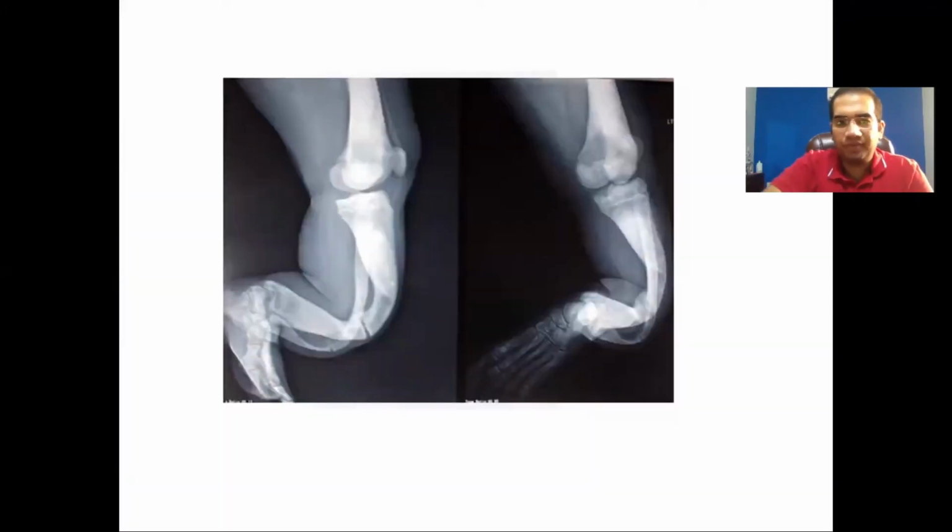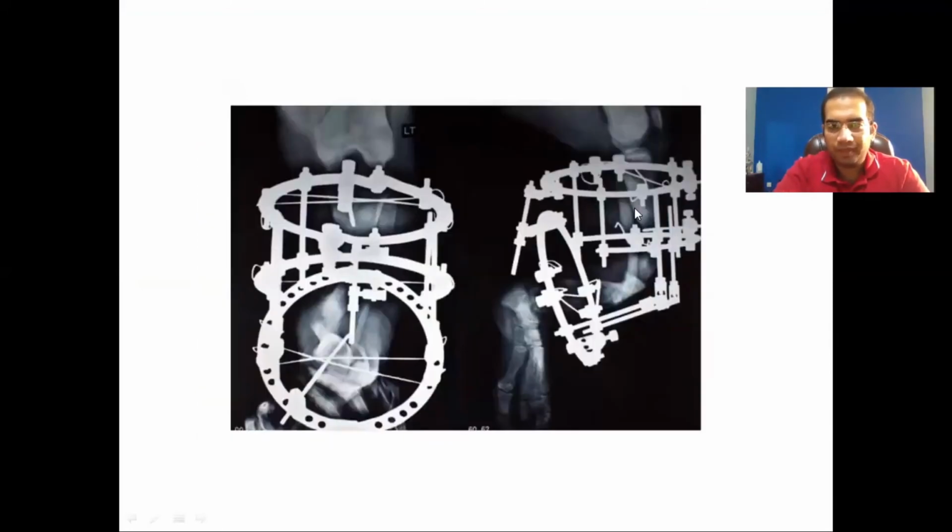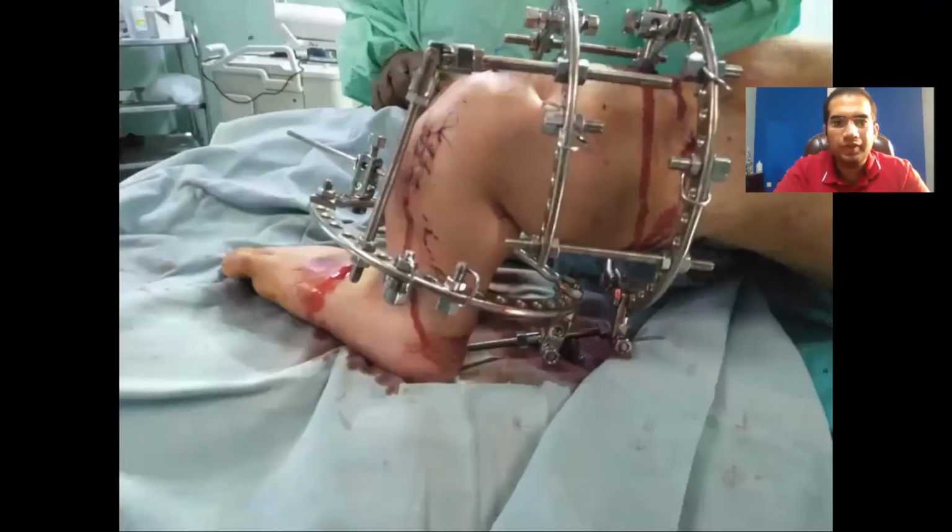So this was the X-ray. As you can see, a very large procurvatum and some varus. In this, I aligned the X-ray. This gave me the maximum magnitude of the deformity. And let me show you where the hinges were placed, like this.